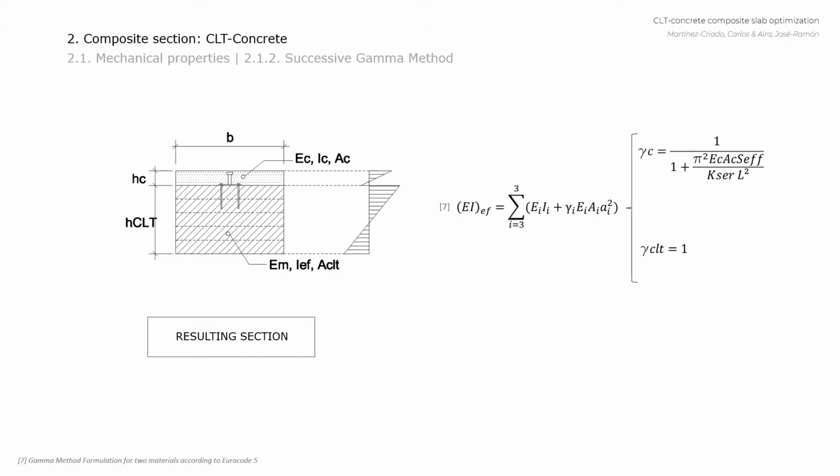Thus, we obtain a simplified two-material section so that in a second phase we can proceed to calculate the effective stiffness of the whole section by again applying the gamma method using expression 7, in which only the penalty due to the concrete-wood connection will be taken into account. This expression depends on the sliding modulus of the connection and the spacing between connectors for the concrete layer.